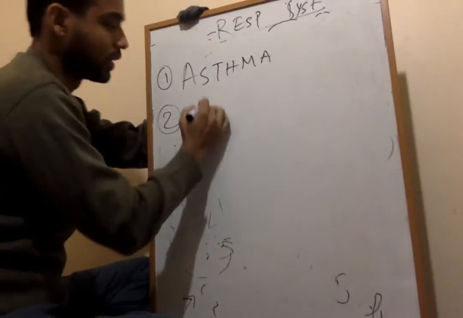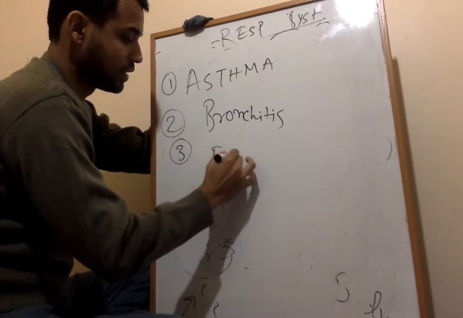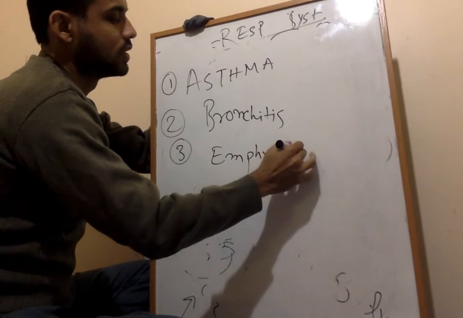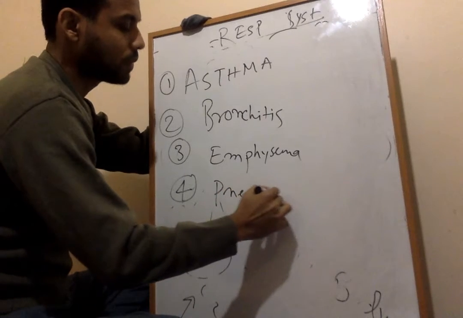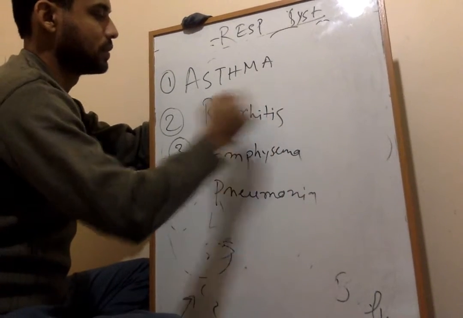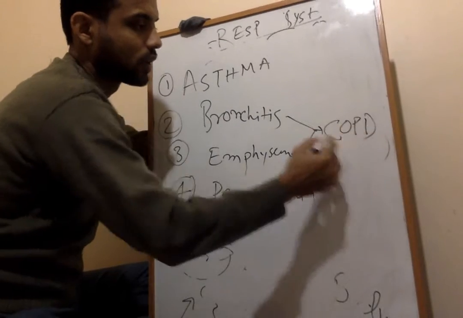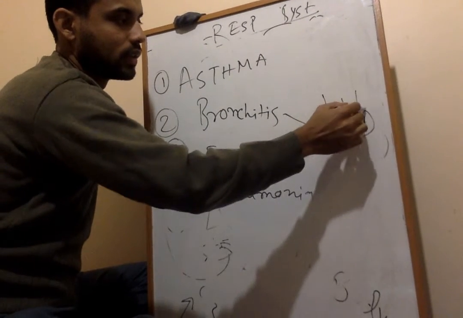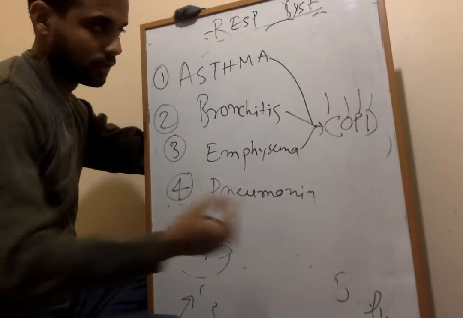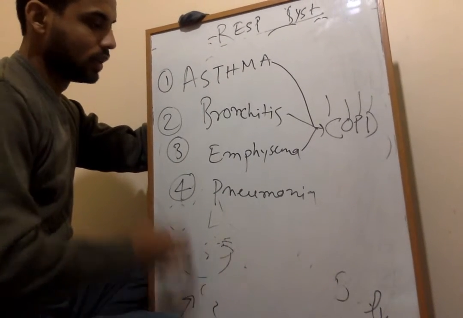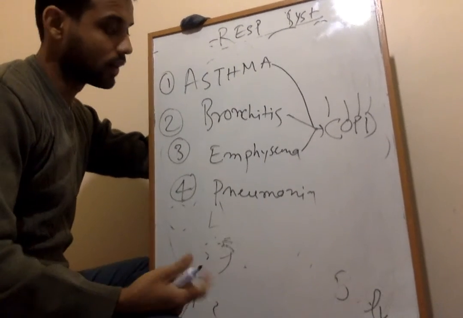Then we have bronchitis. Then we have emphysema. And we also have pneumonia. So these are the basic ones I'm talking about. Some books say bronchitis and emphysema are COPD, chronic obstructive pulmonary disorder. Some books also include asthma in chronic pulmonary disorder. I'll be talking more in detail about these different diseases, what the signs and symptoms are, what we do, and what the medications are for those.